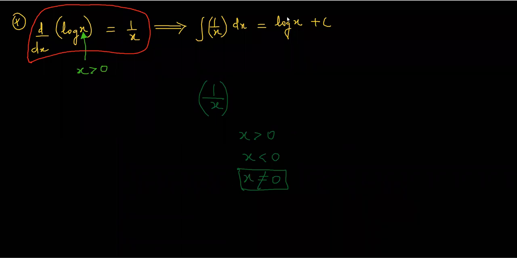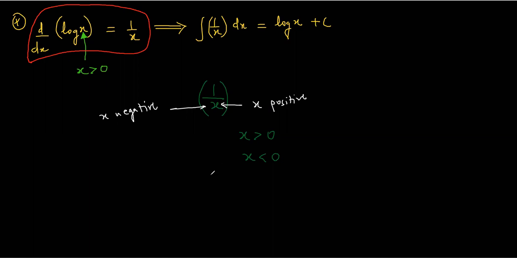I repeat once again what I'm trying to say. Students, when you are writing the function 1 upon x, you can substitute x positive. You can substitute x negative. The only thing that you cannot substitute here is 0. 1 upon x is not defined for x equal to 0, because 1 upon 0 is not defined. 0 in the denominator is not defined.